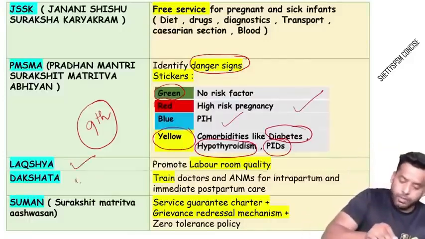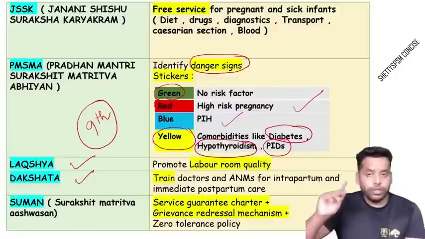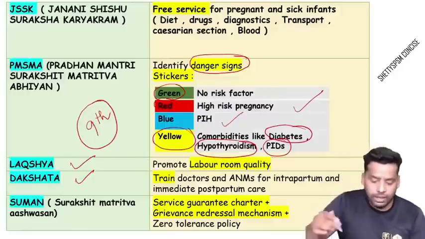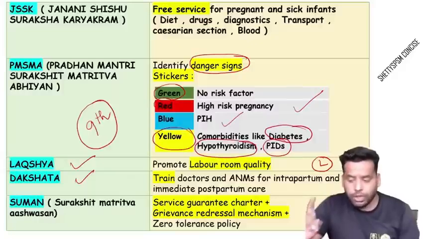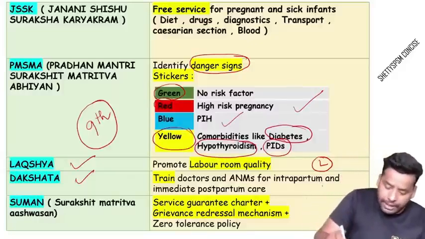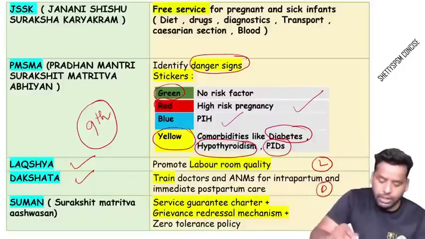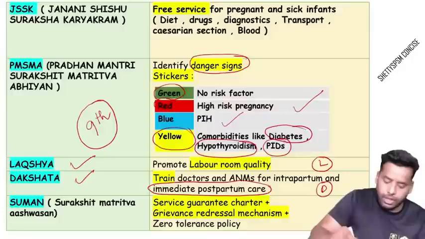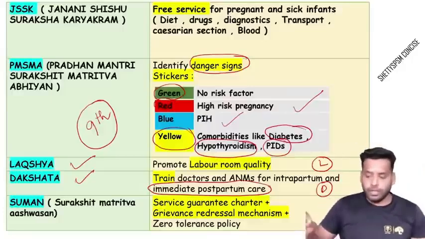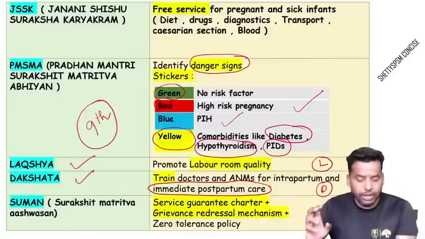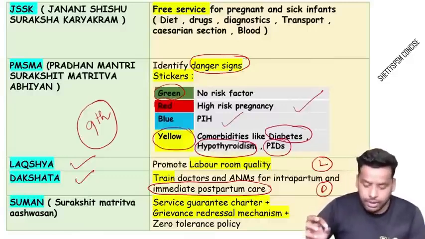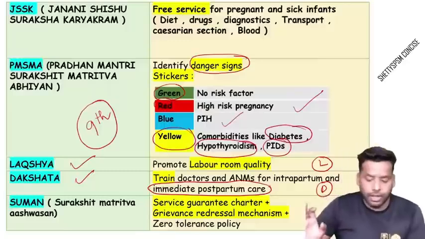Don't make mistake between these 2 schemes. What is used to promote labor room quality? L for labor room, L for Lakshya. That is to promote labor room quality. But training doctors and nurses for delivery practices, what is that scheme called as? How to manage complications, how to conduct deliveries. Yes, training doctors and nurses for delivery practices.